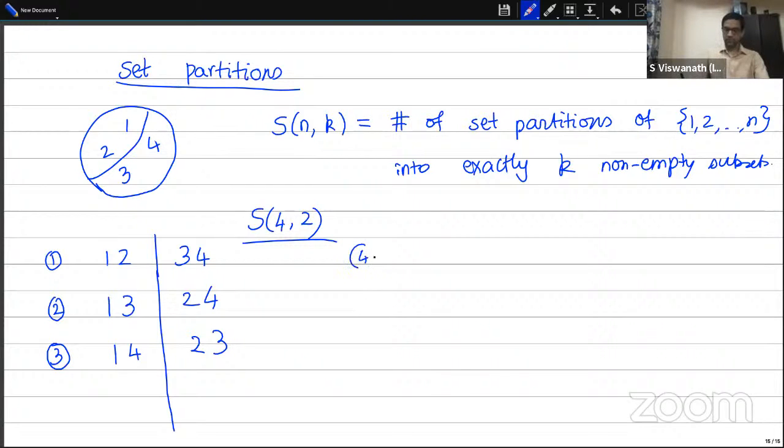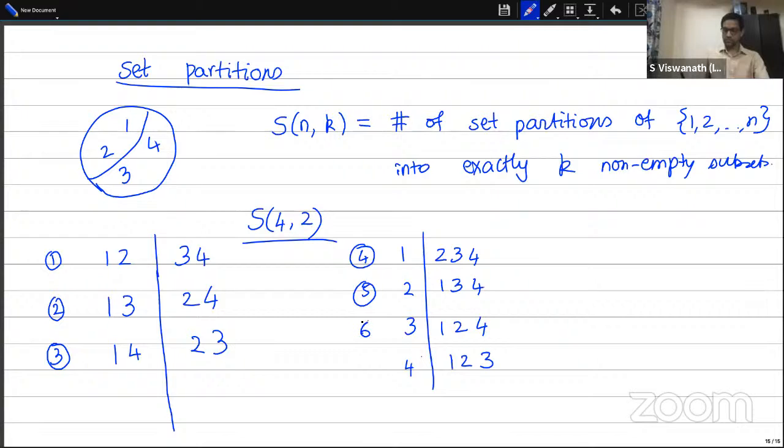But there are other things I can do. Let's take a 4th method, which is I take 1 separately and then {2, 3, 4} together. Then 2 is by itself with {1, 3, 4}, then {1, 2, 4}, then {1, 2, 3}. Okay, so I have 7 ways of doing this.